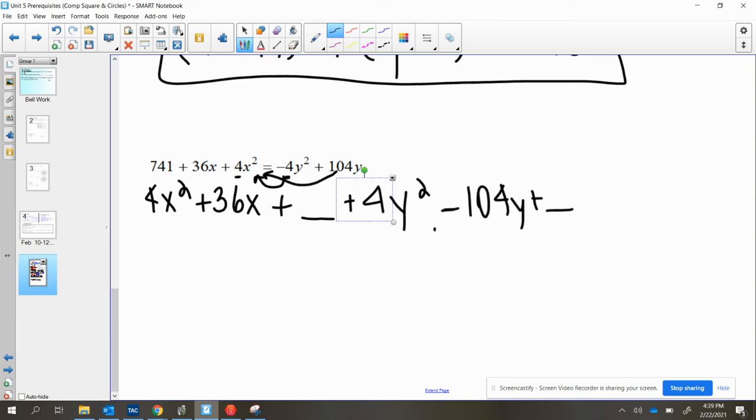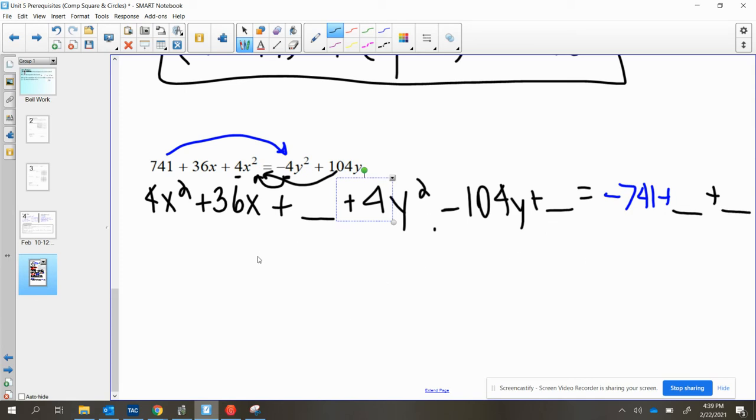That'll also get completed in the square. Now, 741, on the other hand, is a constant, right? So we're going to subtract that to the other side. And then we'll also be adding, just like we added 2 blanks to the left, we'll have to add 2 blanks to the right to keep this equation equal.